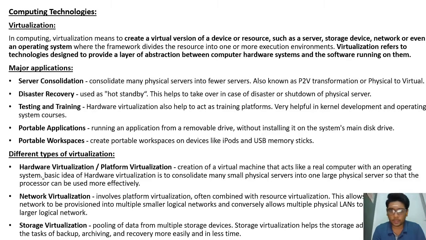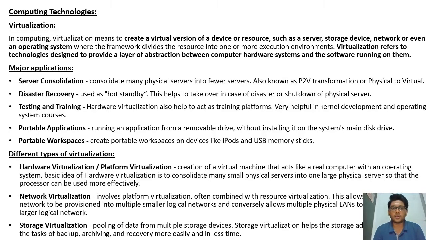software running on them. There are 5 major applications in virtualization. First, server consolidation, disaster recovery, testing and training, portable applications, portable workspaces. These are very easy to understand. What are the 5 major applications now? Server consolidation. What does server consolidation say? Consolidate many physical servers into fewer servers. This is also known as physical to virtual or P2V transformation.